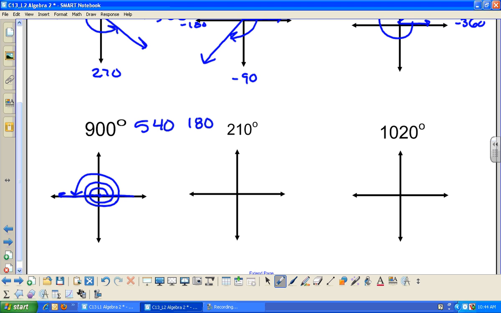210. Again, you draw your initial side on the x-axis. My terminal side will be in between 180 and 270. And it's going to be counterclockwise because it's a positive angle.